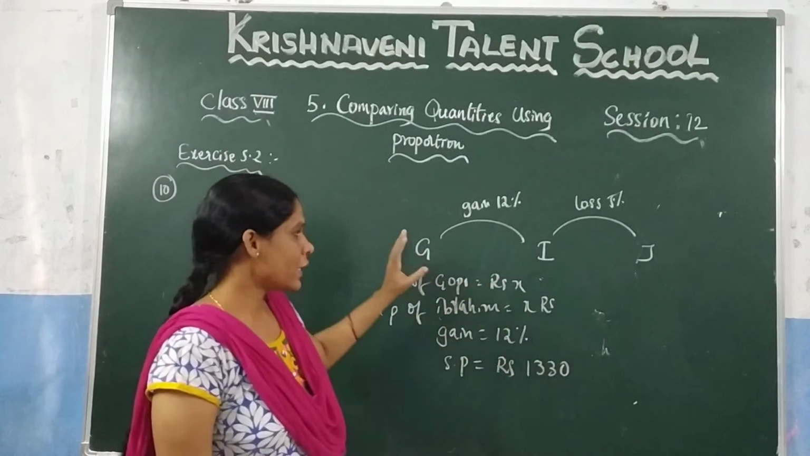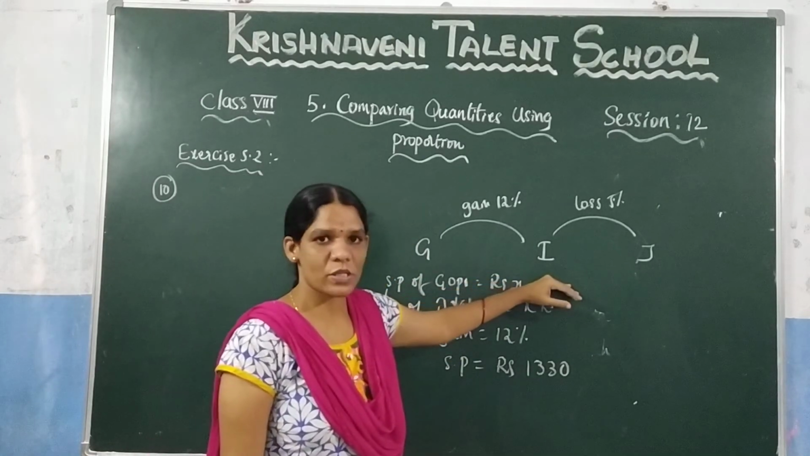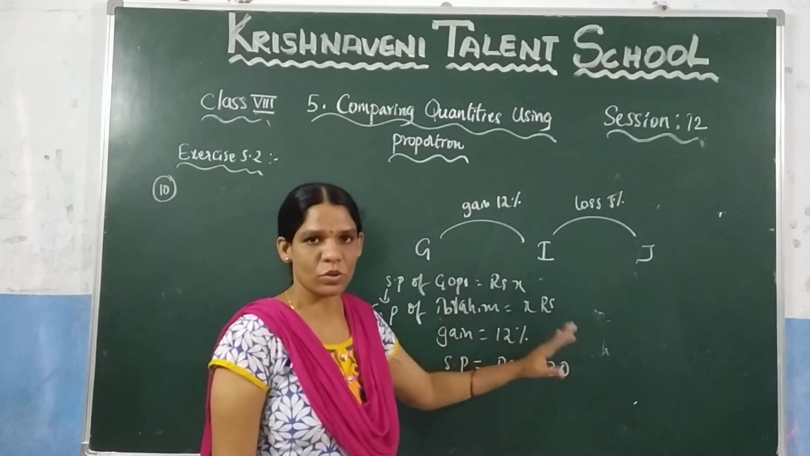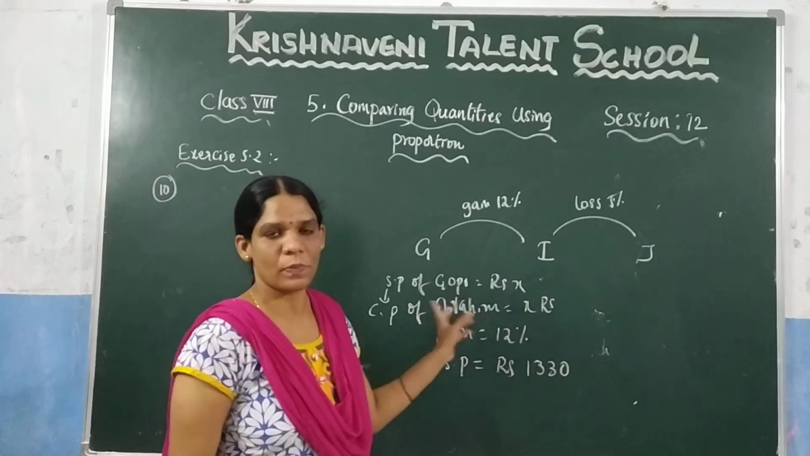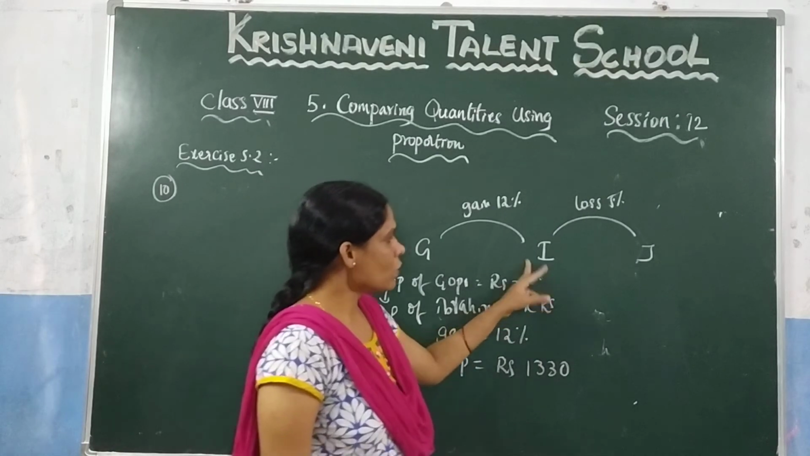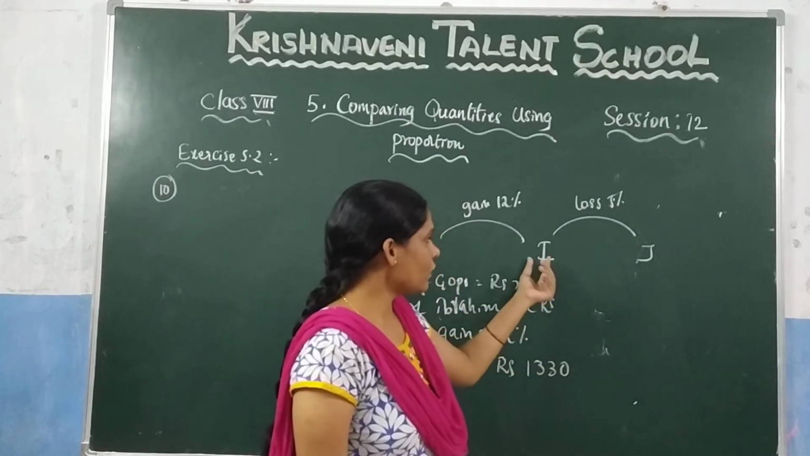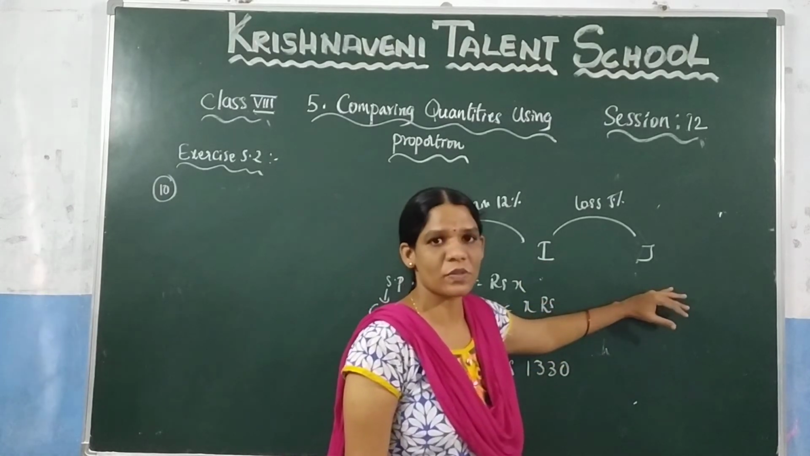That means it becomes the selling price of Gopi, and the same thing will become the cost price of Ibrahim. So let us take the cost price of Ibrahim as X. We don't know what the cost price is. The same will become the selling price of Gopi because both are the same. Now, what they said here: Ibrahim sold that watch to John, right? That means that will become the selling price of Ibrahim, and the same thing will become the cost price of John.